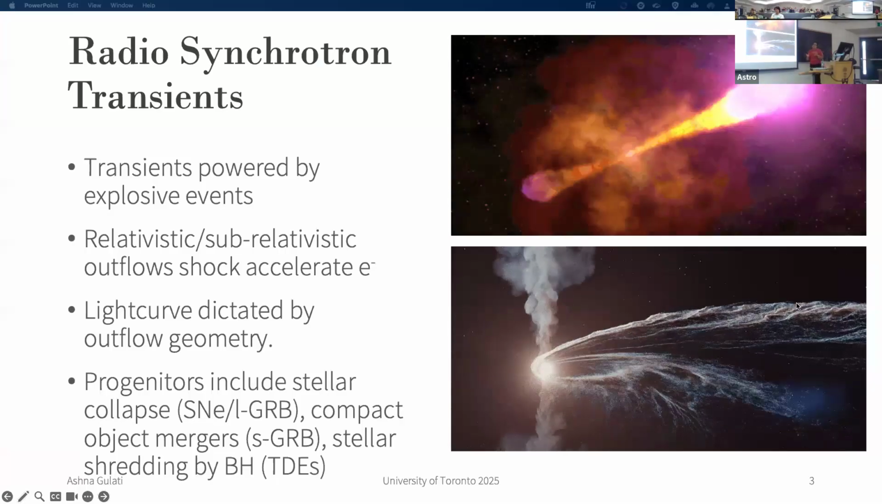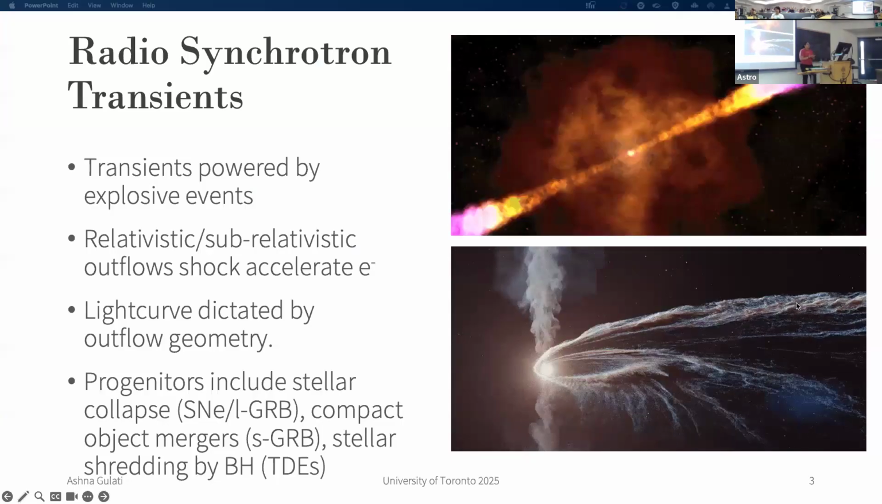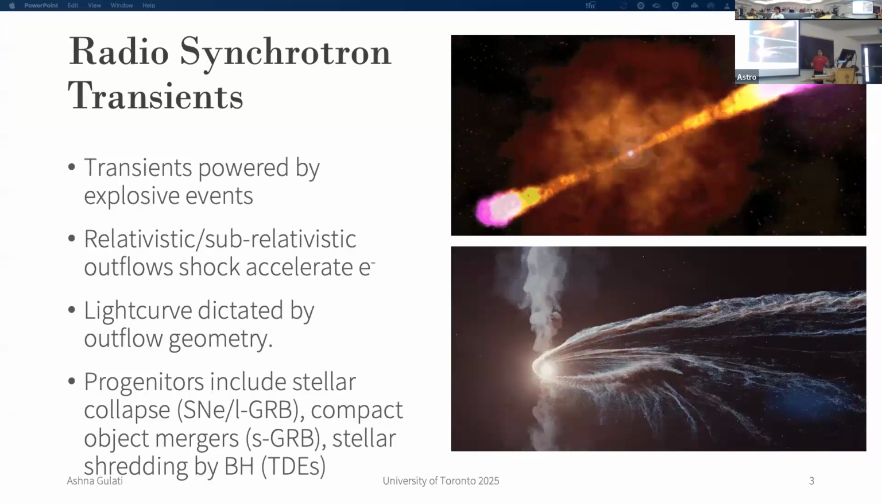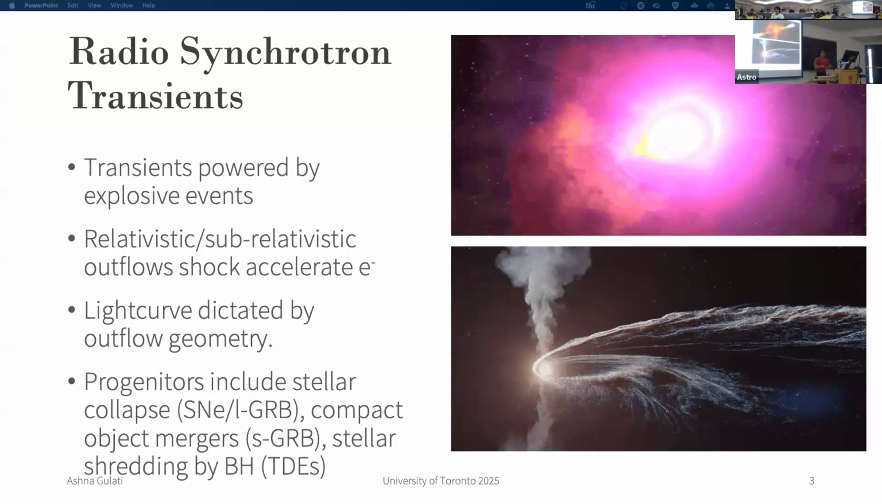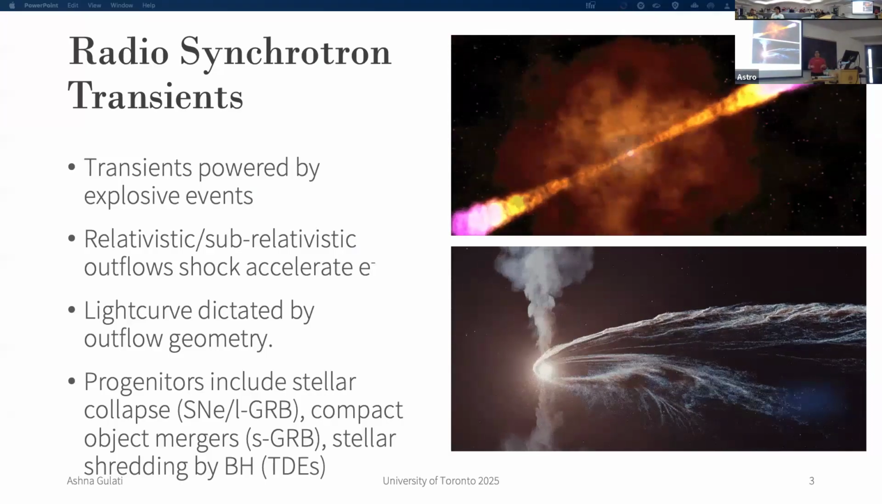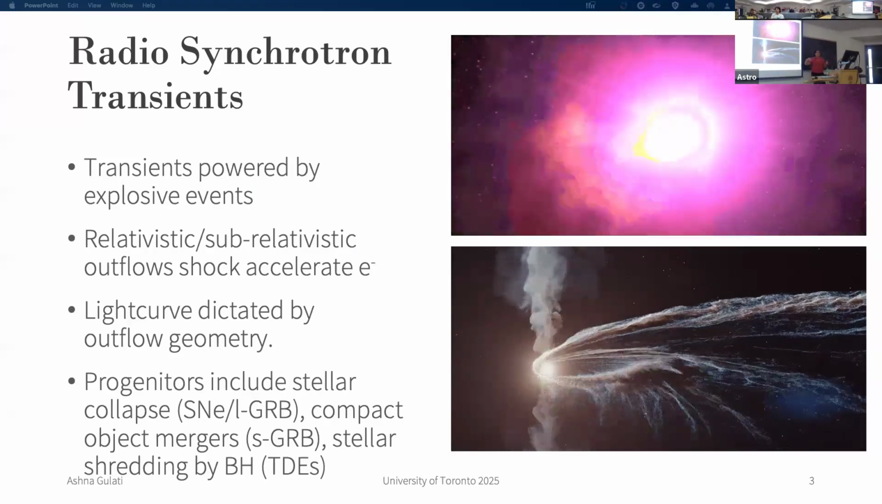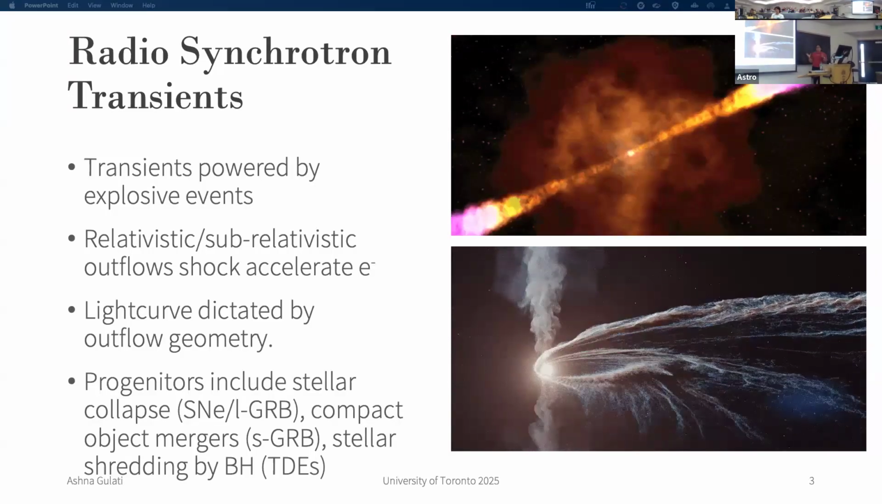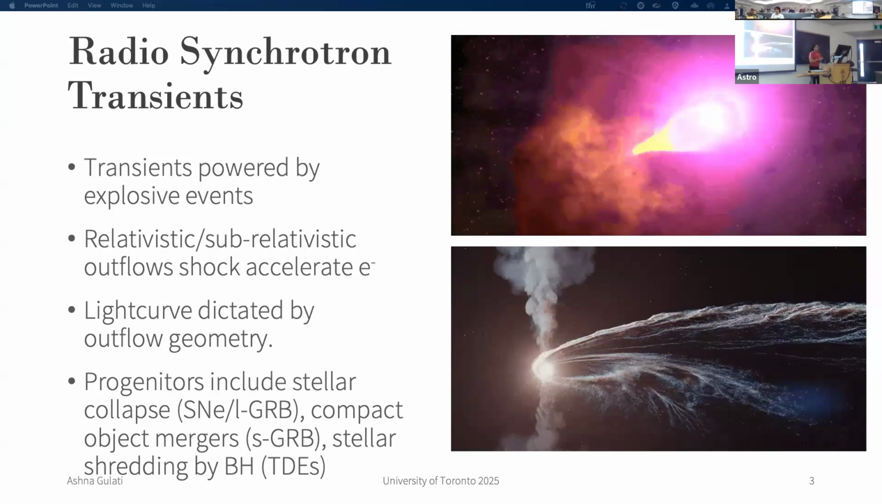Okay, so let's begin. What are synchrotron transients? Synchrotron transients are basically transients powered by explosive events, such as collapses or mergers. When these transients occur, they release relativistic or subrelativistic outflows, which, when they interact with their surrounding medium, shock accelerate electrons to relativistic speeds, and this is what we see as synchrotron emission at radio wavelengths.